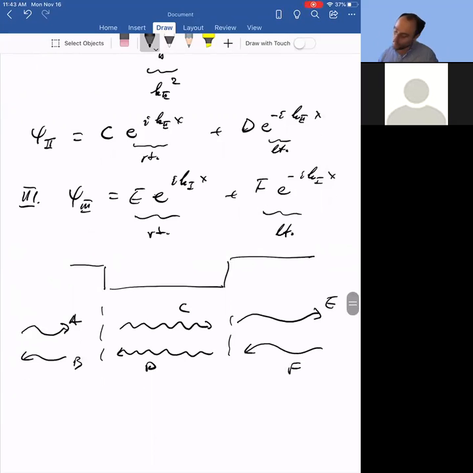So contrast that to a bound state. For the bound state, we had a growing and decaying exponential in region 1 and region 3. And we had to throw out the decaying exponential in region 1 and the growing exponential in region 3. And only in region 2 was it a sum of left and right moving waves. Now we're dealing with left and right moving waves in all 3 regions. Okay, so that's the setup.